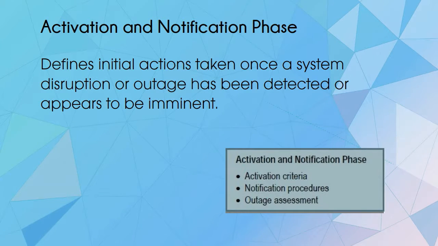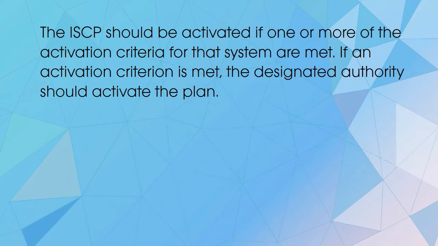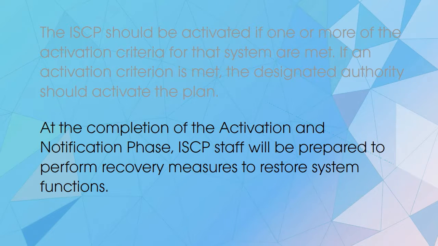The activation and notification phase defines initial actions taken once a system disruption or outage has been detected or appears to be imminent. The ISCP should be activated if one or more of the activation criteria for that system are met. If an activation criterion is met, the designated authority should activate the plan. At the completion of the activation and notification phase, ISCP staff will be prepared to perform recovery measures to restore system functions.